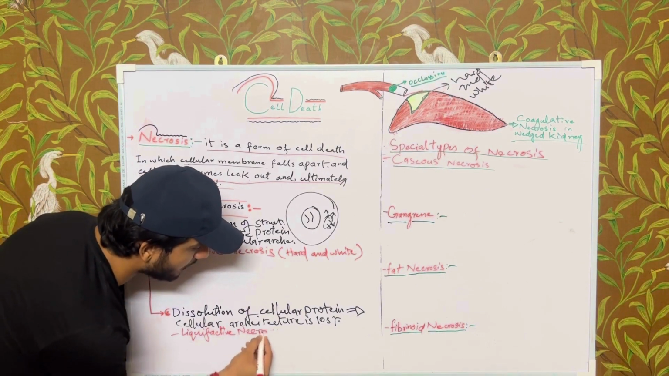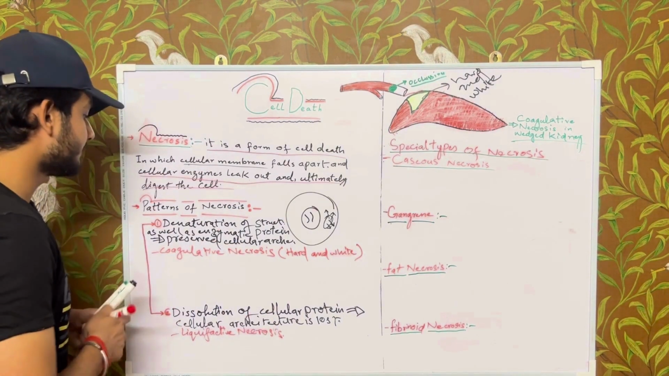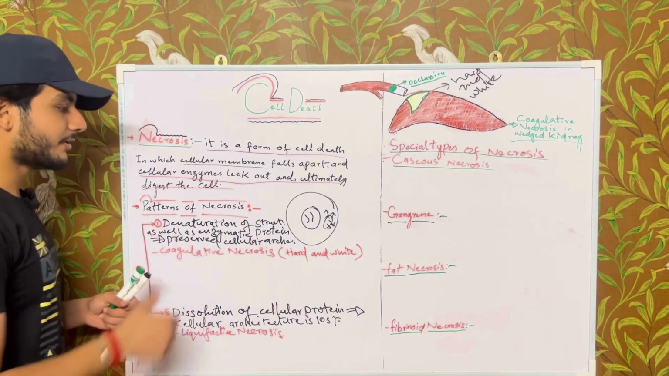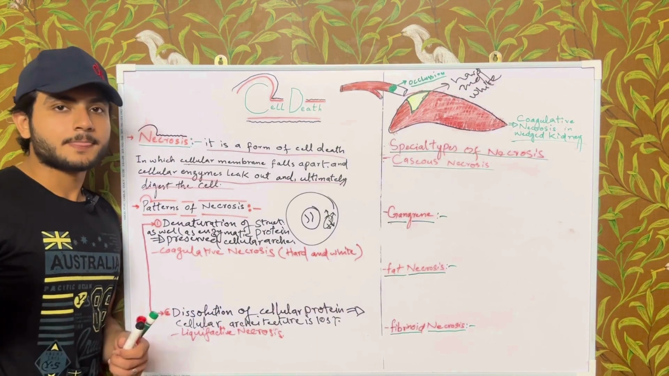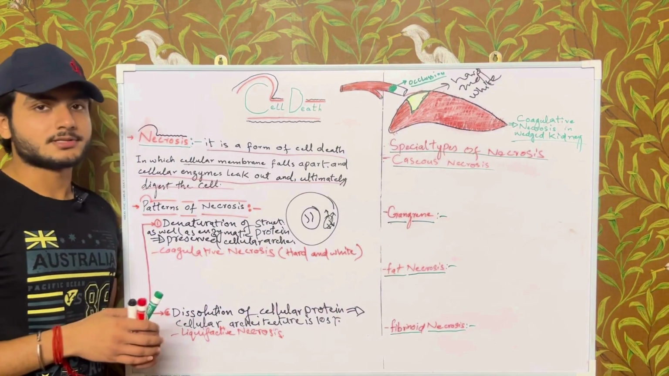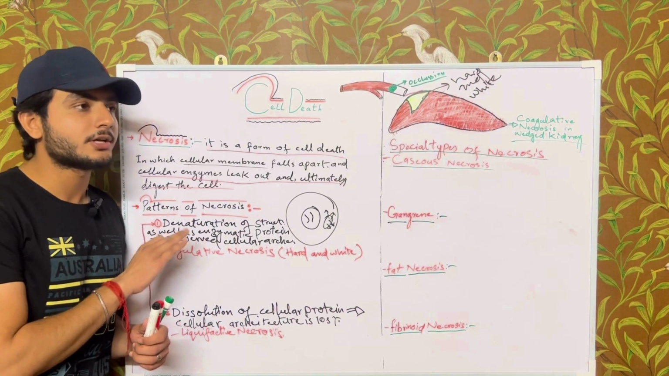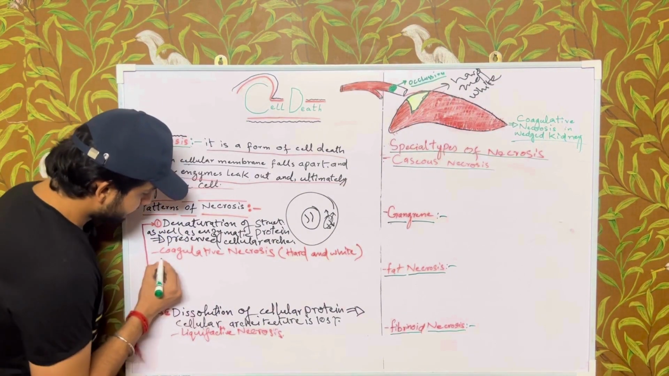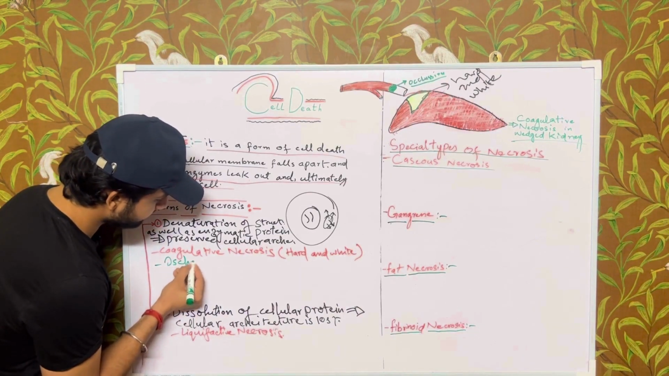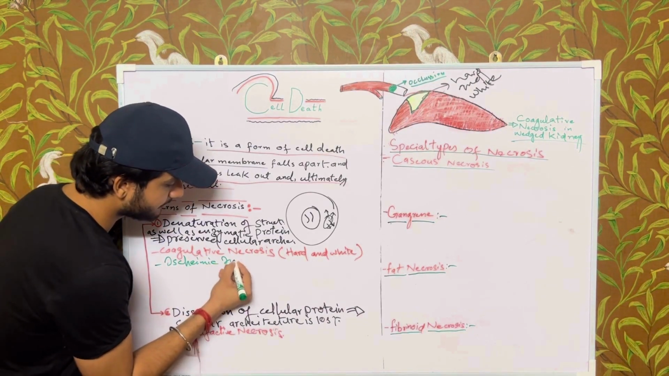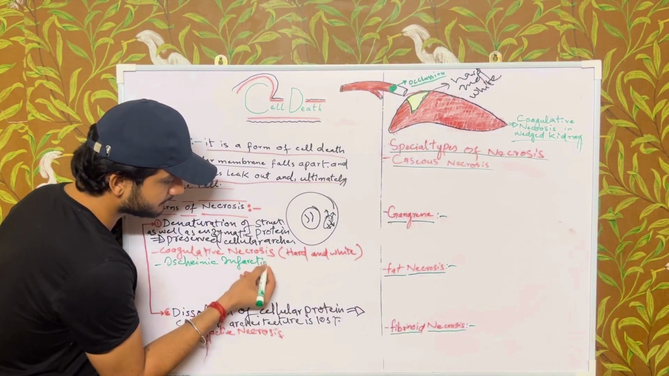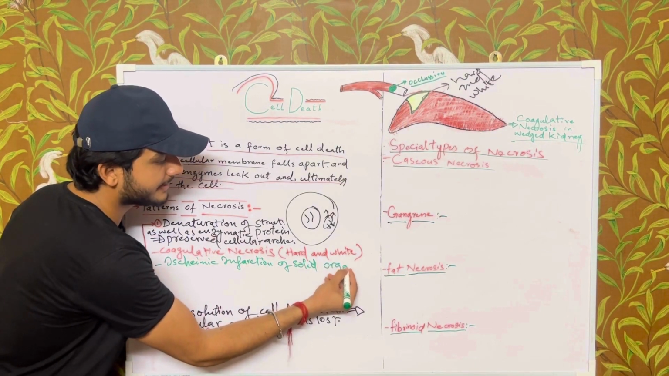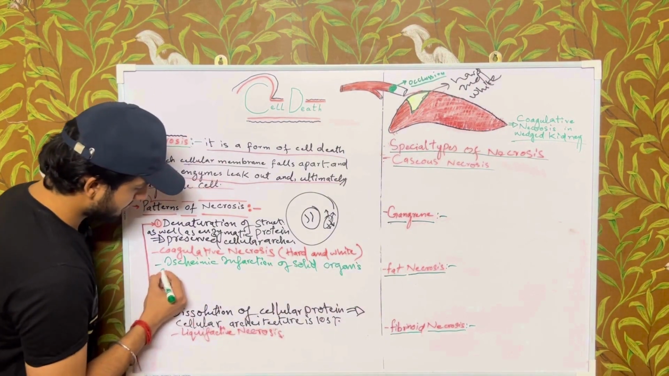Okay, so now let's talk about where coagulative necrosis occurs and where liquefactive necrosis occurs. Coagulative necrosis mostly occurs due to the ischemic infarction of solid organs, except for the brain.